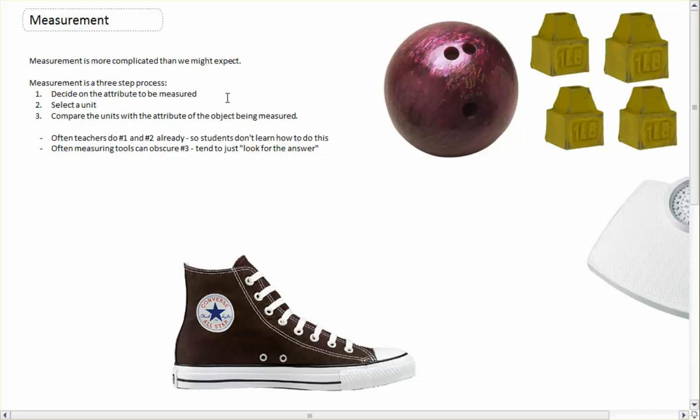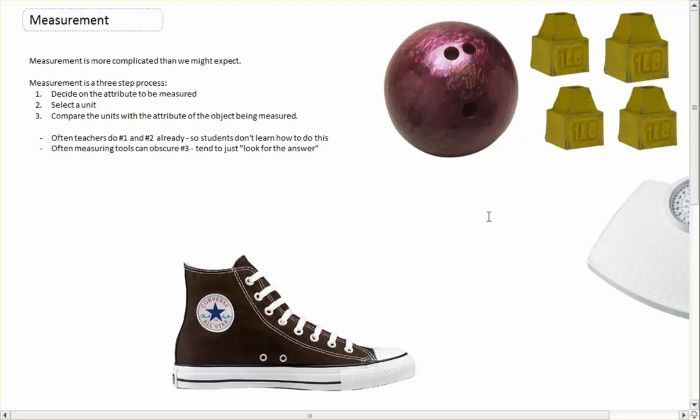It's really a three-step process. First, you need to decide on what attribute is to be measured. So let's say we're going to measure this bowling ball. Well, what do we want to measure? How high it is, how wide it is around, how much space it takes up, how much it weighs. We have to decide that. Let's say we want to just measure how much it weighs.